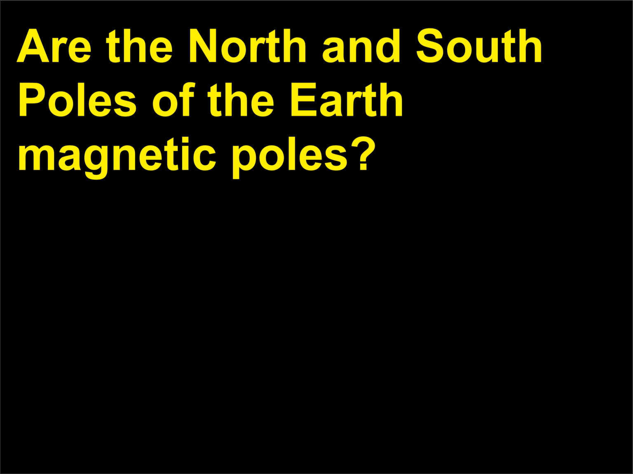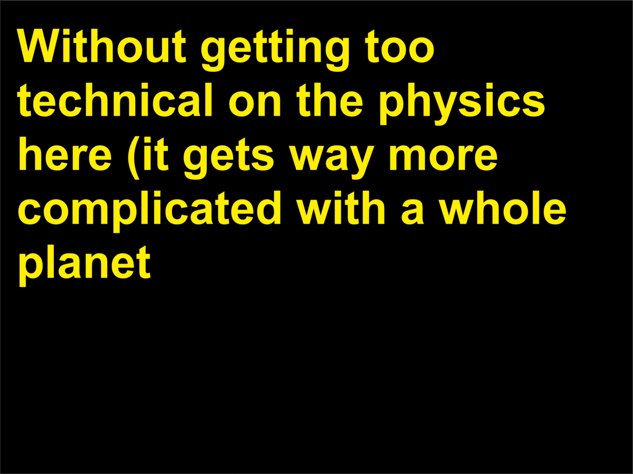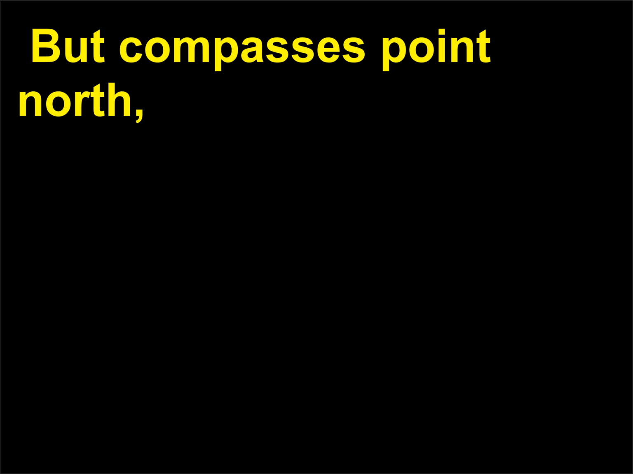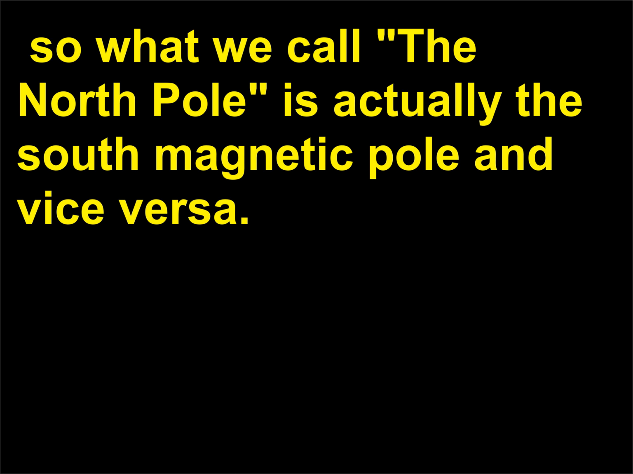Are the north and south poles of the Earth magnetic poles? Without getting too technical on the physics here, it gets way more complicated with the whole planet versus a tiny piece of iron on your fridge. Yes, the north and south poles are magnetic poles. But compasses point north. So what we call the North Pole is actually the South Magnetic Pole and vice versa.